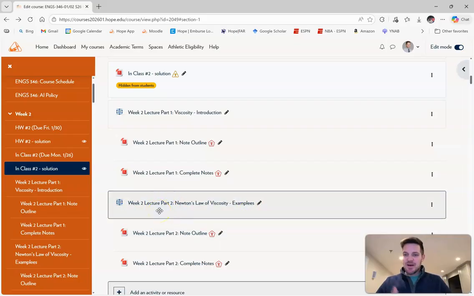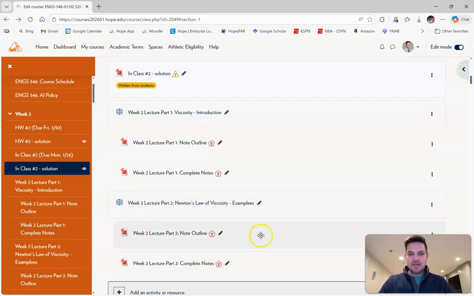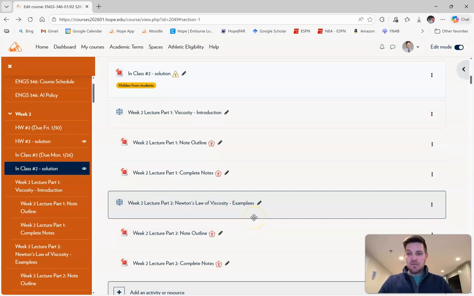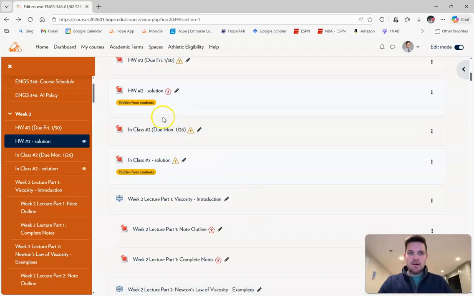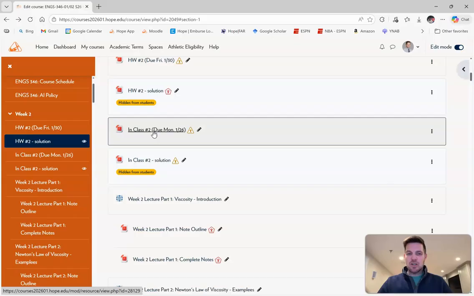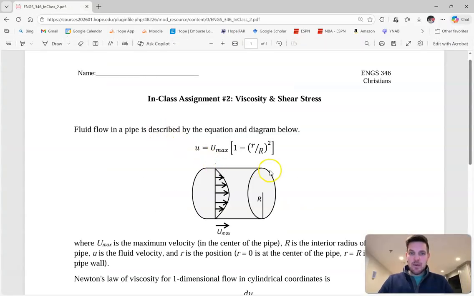with Newton's law of viscosity. That again has an outline as well as completed notes. Once you're done with that, which should be about 30 or 35 minutes, there is an in-class thing where you are going to be using Newton's law of viscosity to look at flow in a pipe. This is good practice for using some of these things and hopefully understanding some of these terms a little bit better.